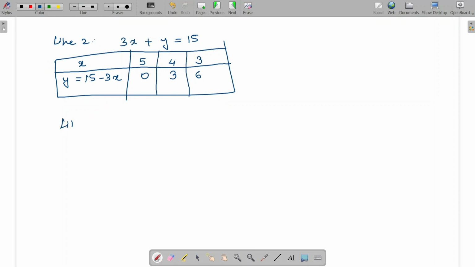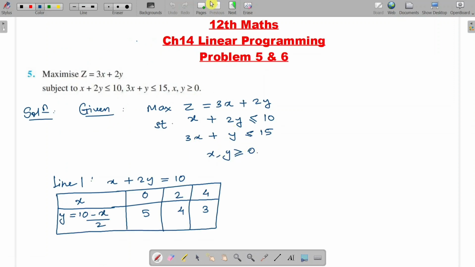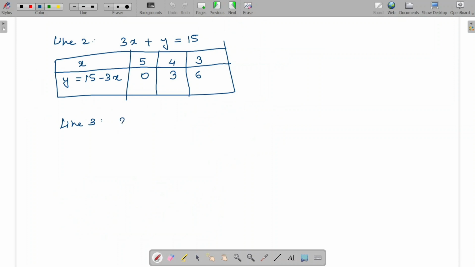Now line 3 corresponds to the third inequality, which is nothing but x equal to 0, which is the y-axis, and line 4, which is y equal to 0, that is nothing but the x-axis. Now let us draw the graph.